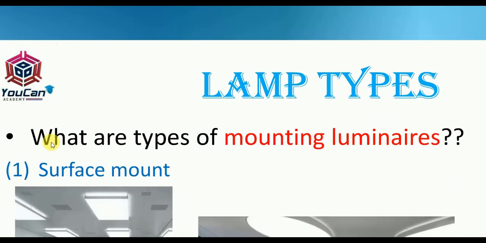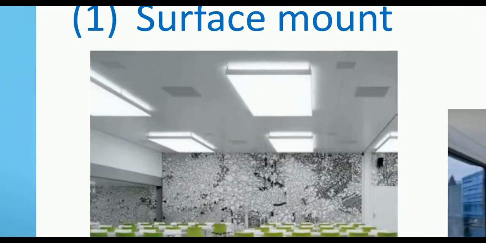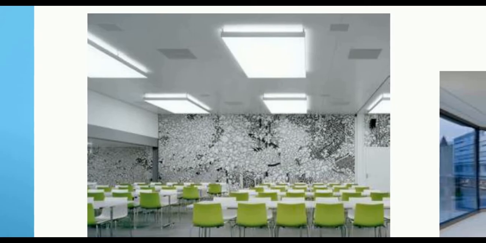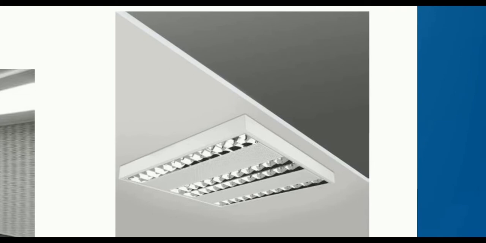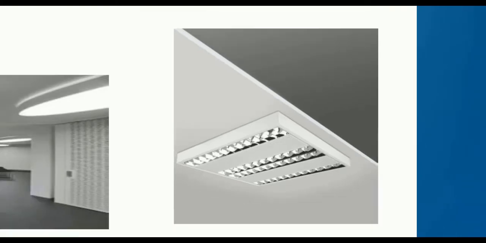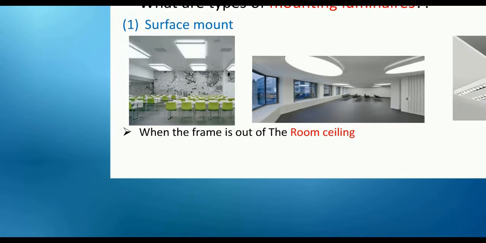And here we want to know what are the types of mounting luminaires. So how can we mount the luminaires? The first one is the surface mount, and here is the surface mount, and here is another shape, and this is also the surface mount. The surface mount is when the frame is out of the room ceiling.